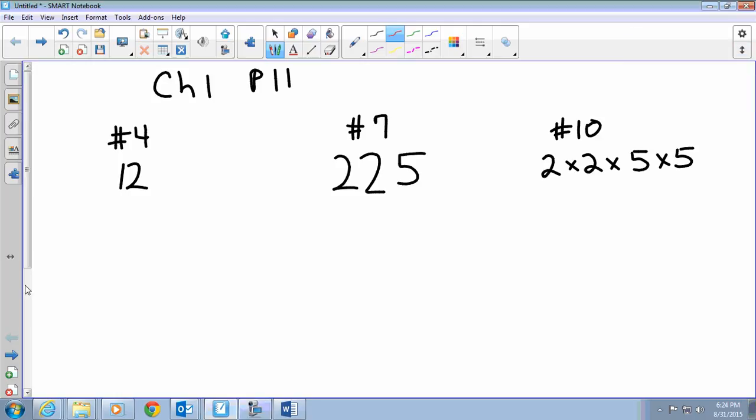We are on Chapter 1, page 11. We're going to take a look at 3 problems from this page. We're going to take a look at number 4, number 7, and number 10. Let's take a look at number 4.